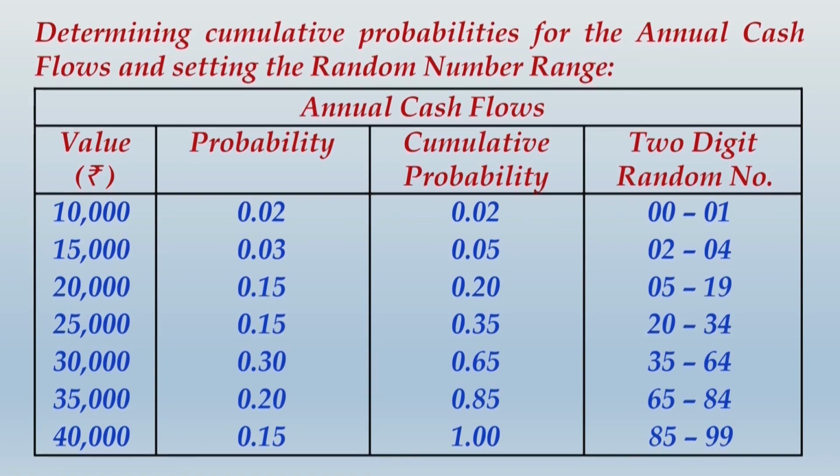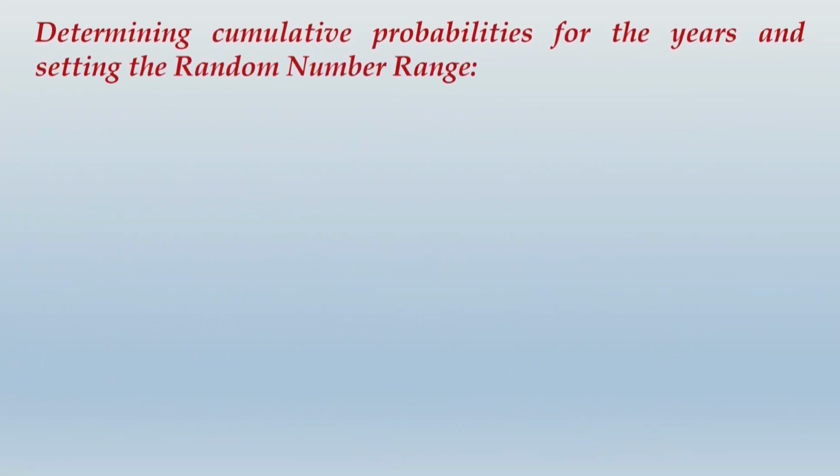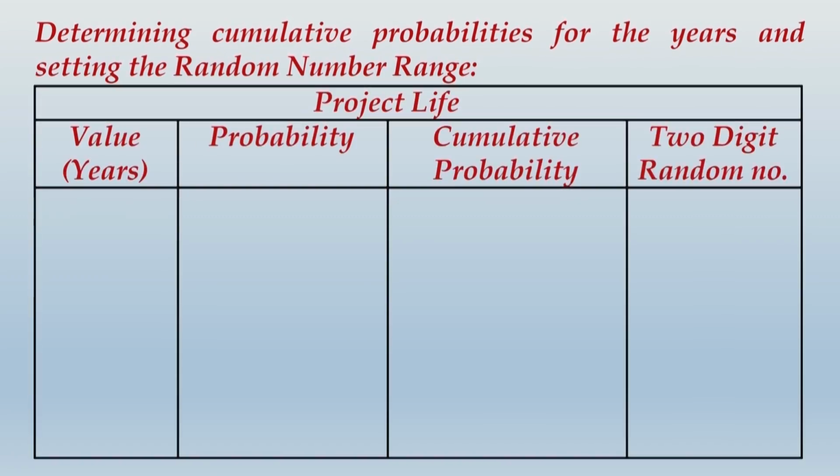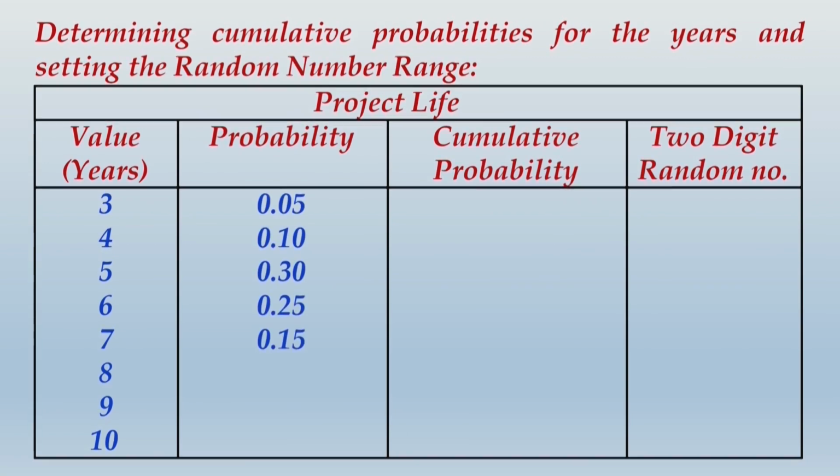Alright friends, I'm sure you have understood how to identify the cumulative probabilities and 2-digit random numbers, that is the range of random numbers. Now let me take you ahead and we identify the cumulative probabilities for the years and set the random number range, that is the second variable. So project life is the second variable. The value over here will be in terms of number of years, 3, 4, 5, 6, 7, 8, 9 and 10.